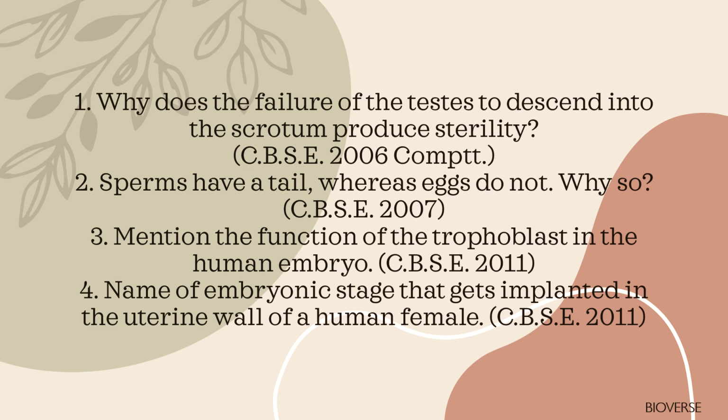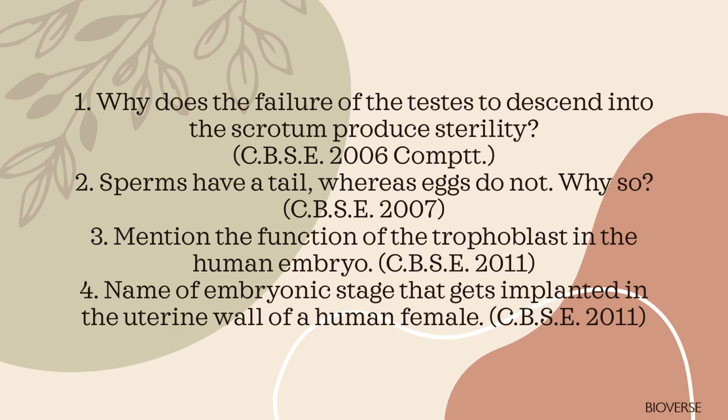Question 3. Mention the function of the trophoblast in the human embryo. Answer. The trophoblast helps in the implantation of the embryo into the uterine wall and later forms a part of the placenta, which helps in the exchange of nutrients and gases between the mother and the embryo.